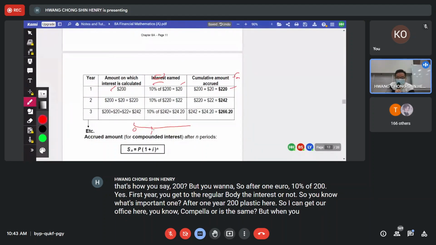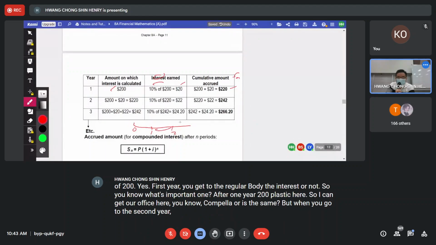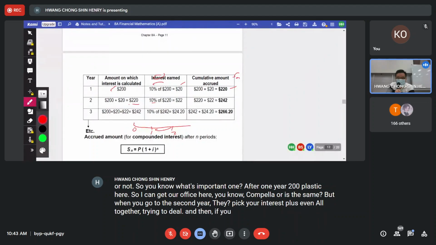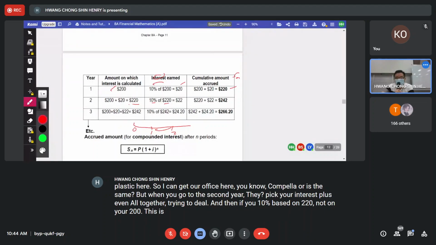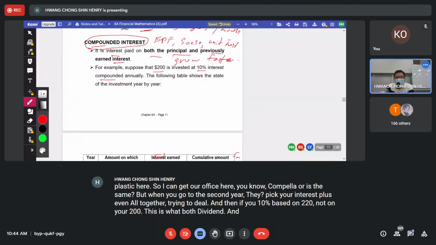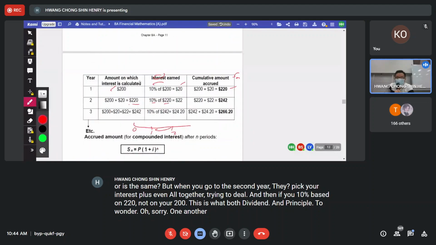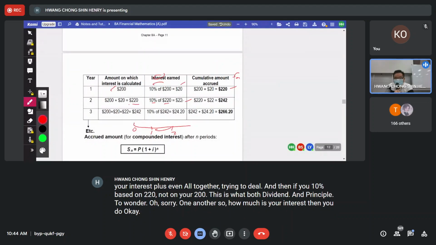But when you go to second year, they take your interest plus the dividend altogether, 220, and then they give you 10% based on 220, not on your 200. This is both dividend and principal. So how much is your interest earned now? 22. Okay. Of course, you see, hey, only 2 ringgit more.